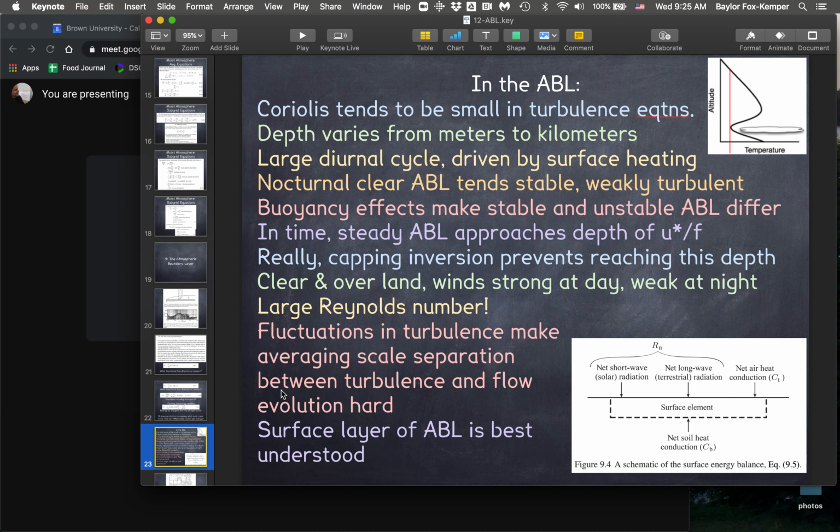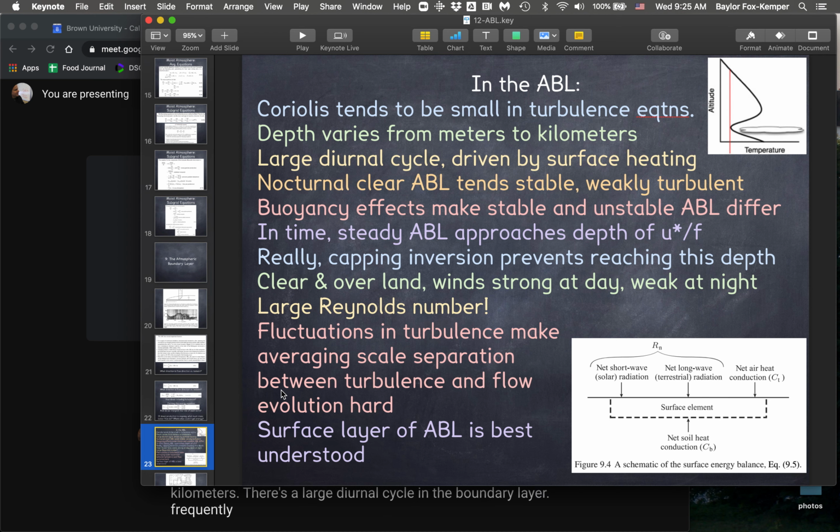Okay, so a few other observations about the atmospheric boundary layer. If you go through the scaling, which is one of the homework questions, to figure out the Rossby number that's relevant for the turbulence equations, not the mean equations, but the small scale flow equations, the Coriolis term tends to be small. The depth varies, as we said, from maybe meters to kilometers. There's a large diurnal cycle in the boundary layer.